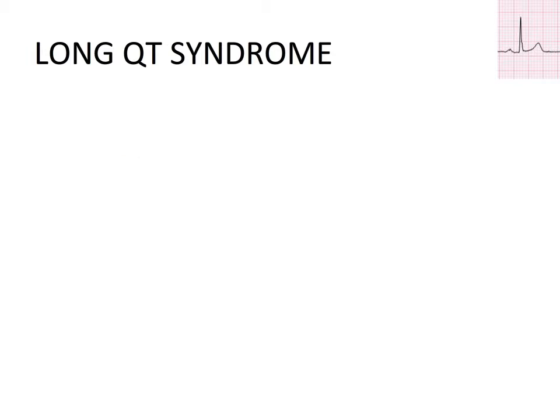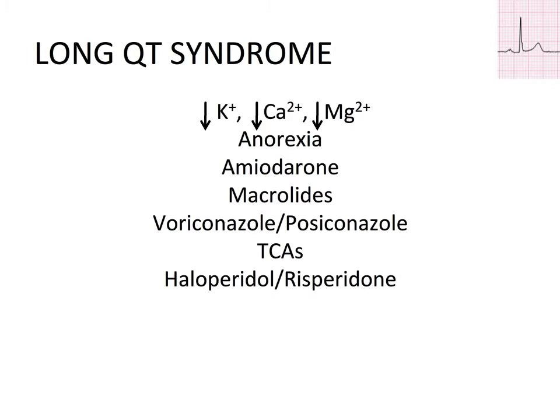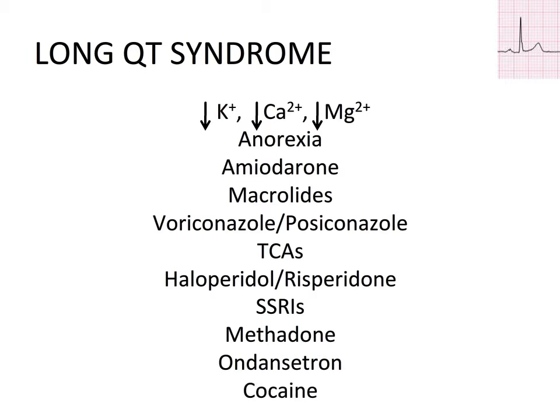Acquired long QT syndrome can be due to a variety of causes, some of which include hypokalemia, hypocalcemia or hypomagnesemia, anorexia, amiodarone, macrolide antibiotics, voriconazole and posaconazole, TCAs, haloperidol and risperidone, SSRIs, methadone, ondansetron, and cocaine.